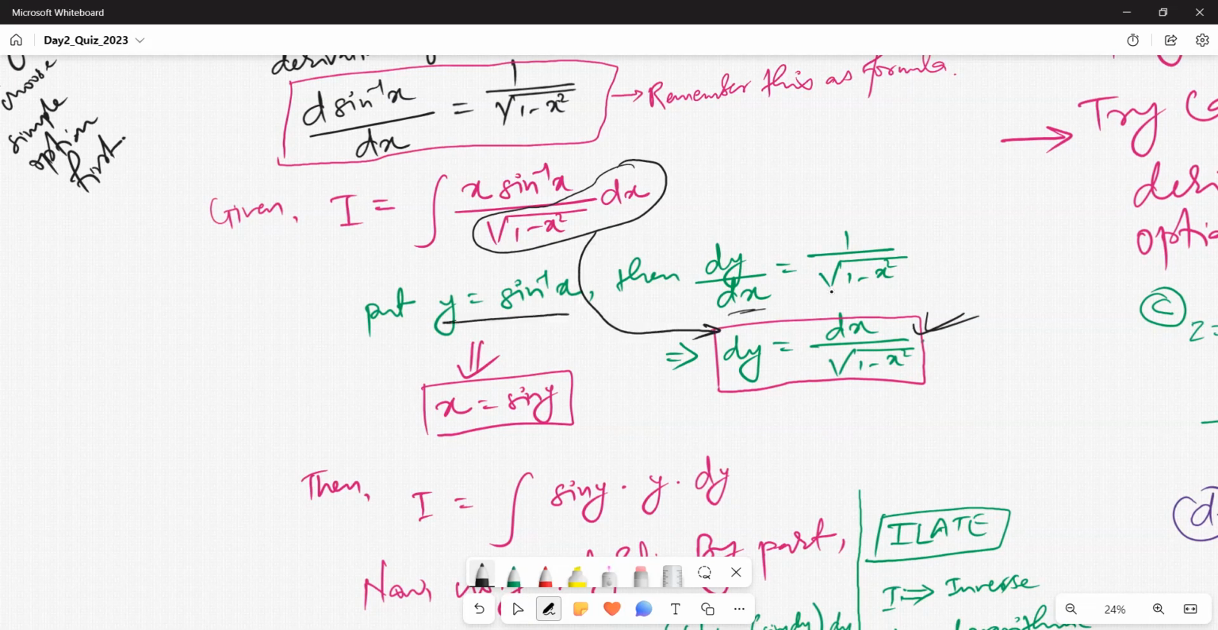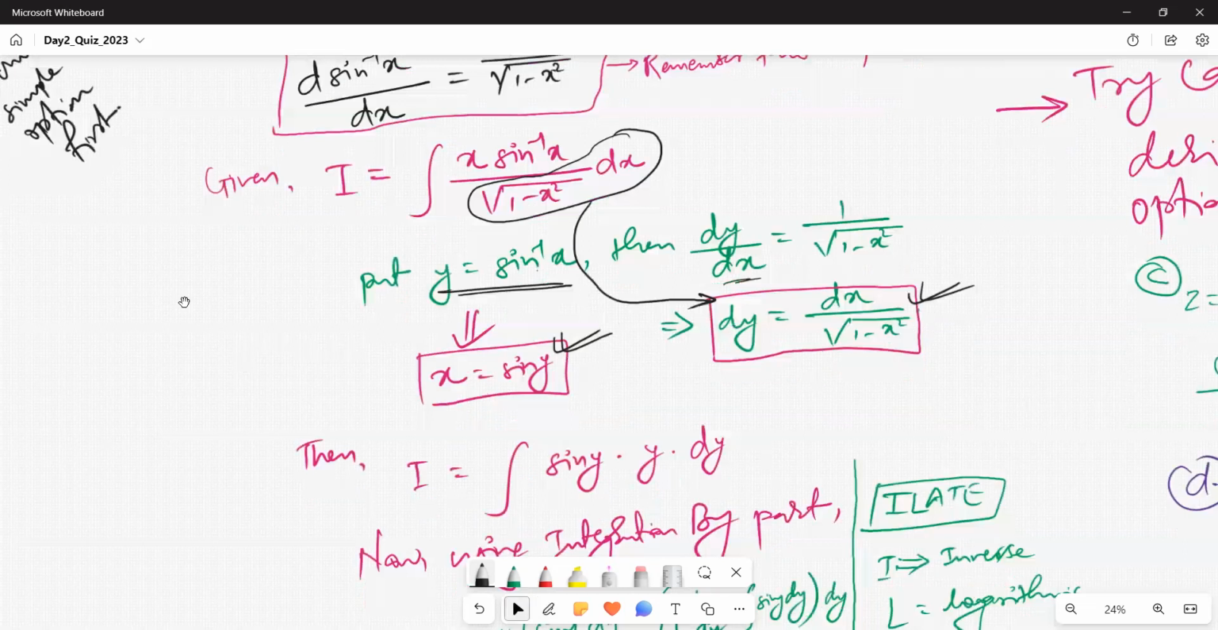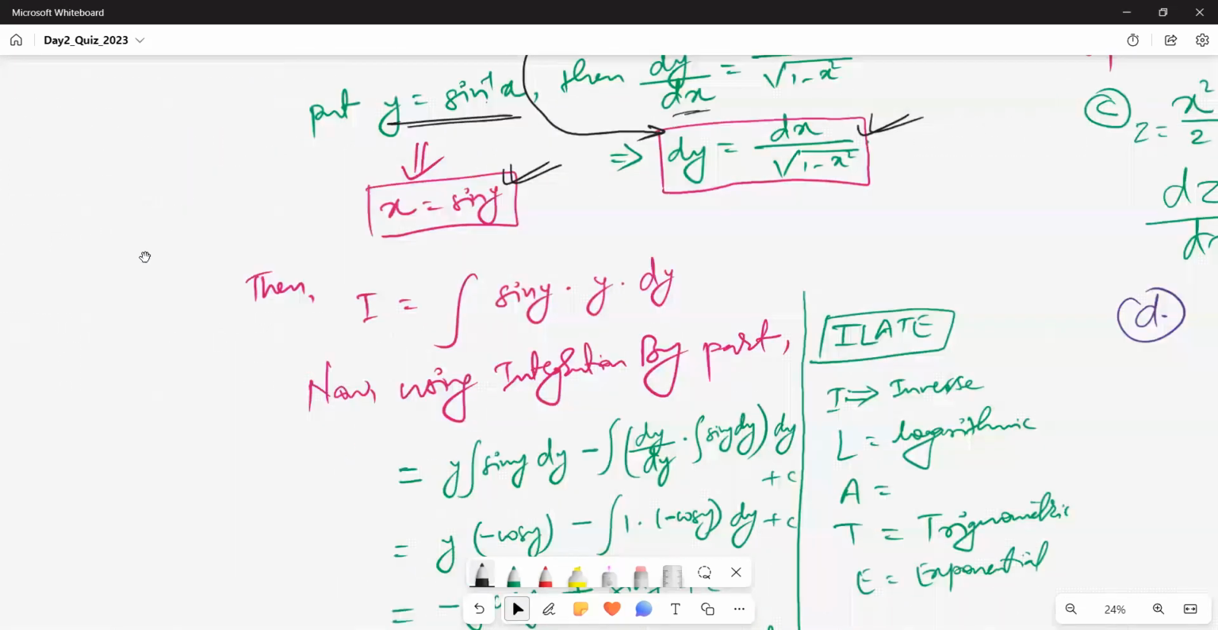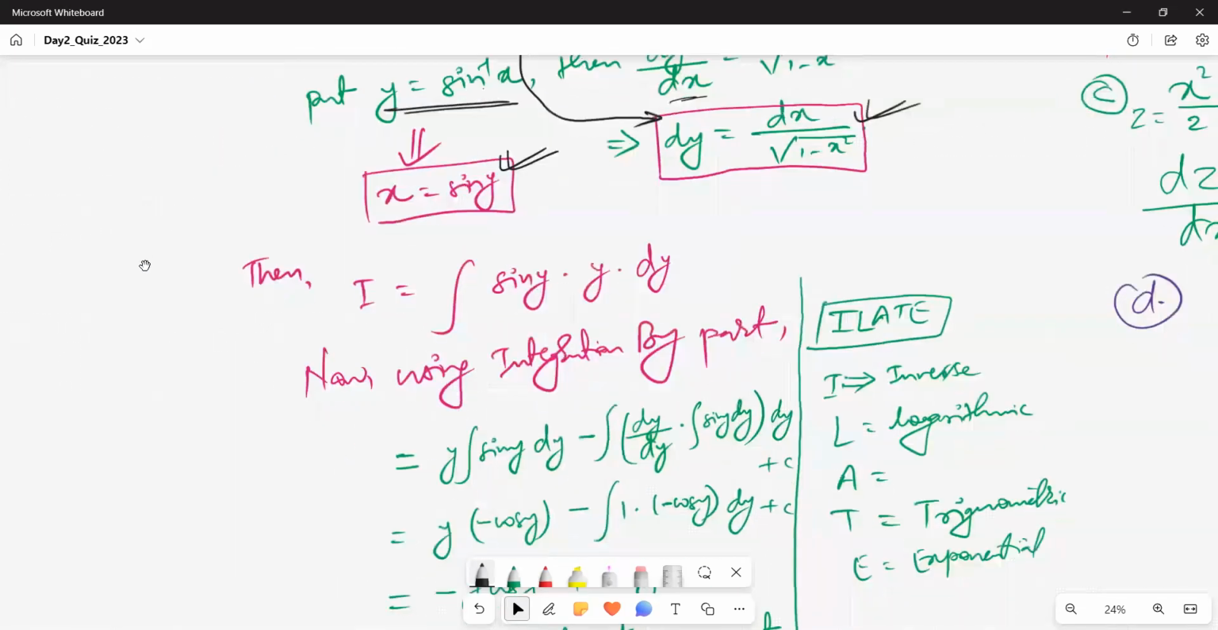Again, from this you can see that y equals sine inverse x. So when you transpose this sine to the right, what will it be? x equals sine y. Got it? This is a very simple thing we have already done. Just to recall in case you have forgotten it, we are doing a kind of revision.